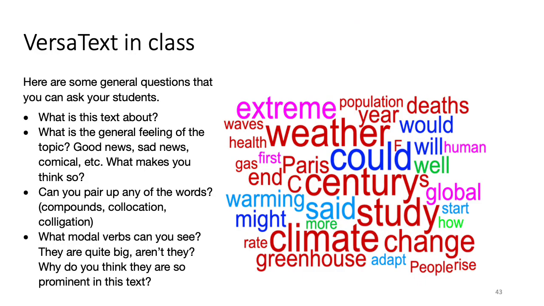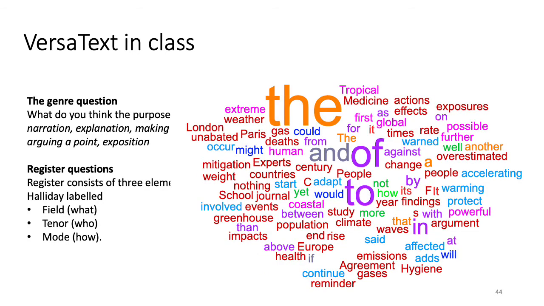So when you've got a word cloud of a text that you've chosen in class, you can ask your students to look at it long before they see the actual text and ask them questions to predict what the text is going to be like. You can stop the video and have a look at this if you wish, these specific questions. And when you show them the word cloud, which has got all of the parts of speech in it, this has got 100 words in it, then you can deal also with genre and register questions.